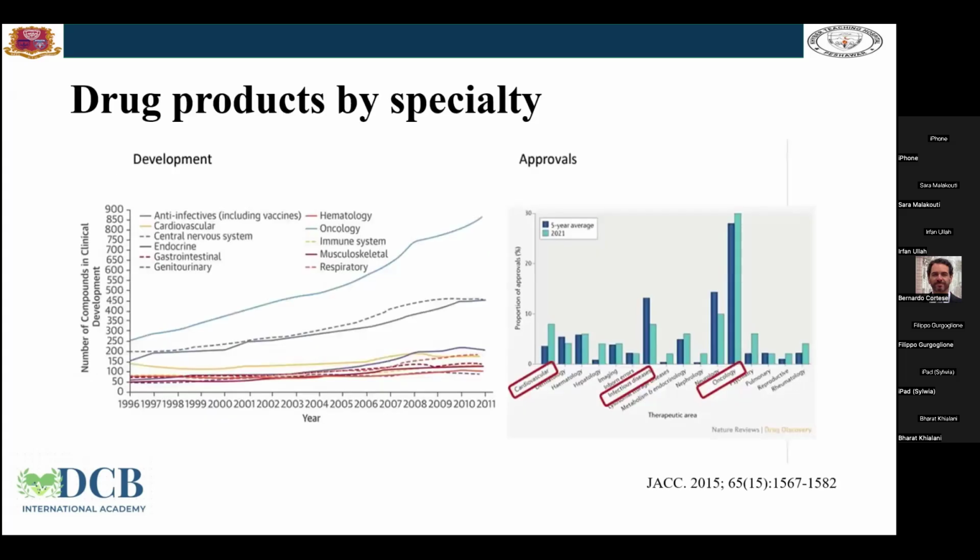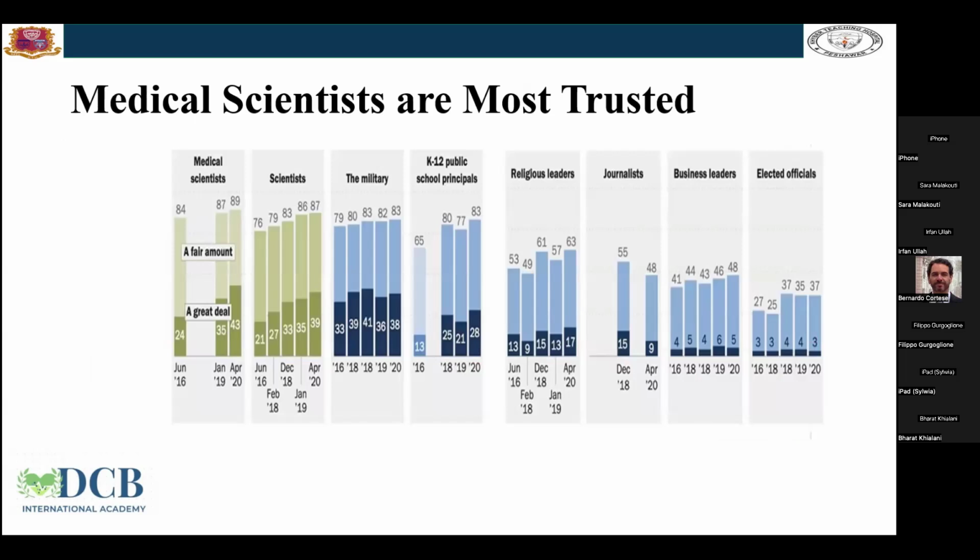Drug products by specialty: this slide shows that after oncology and infectious disease, cardiology is a field where more drugs are being developed and approved by the FDA. Previously it was high, but in the last few years oncology, infectious disease, and neurology have taken their share. Medical scientists are the most trusted people compared to other specialties.